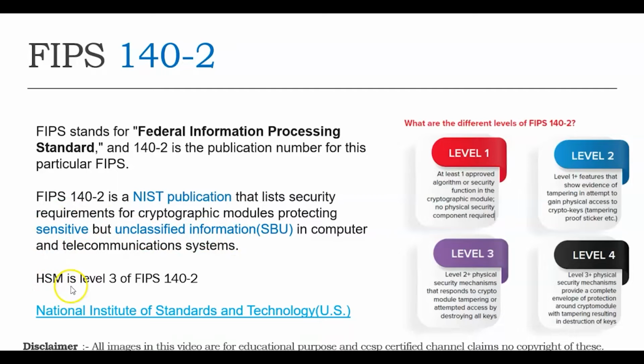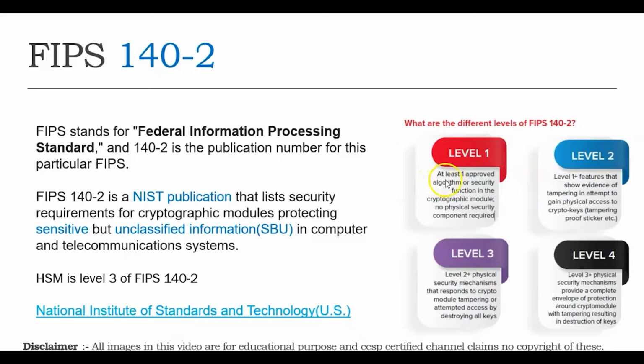We have seen in the last slide that HSM is level 3 of FIPS 142. So what is this level? There are 4 levels. This is also asked: what are the levels, and what is the maximum level of FIPS? The maximum level is level 4. Level 1 is minimum, level 4 is maximum. There are only 4 levels.